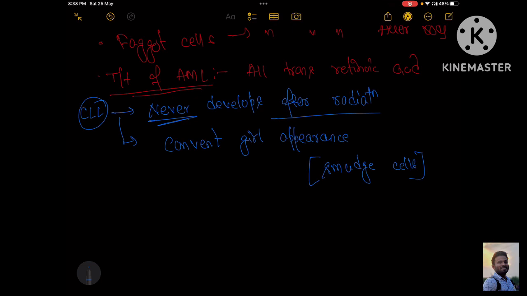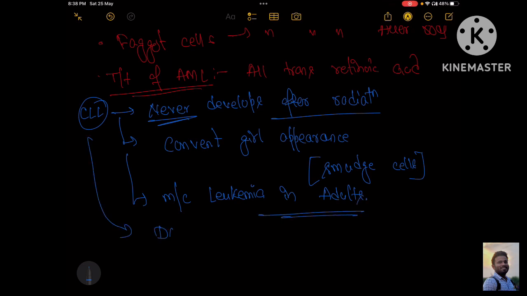And it is the most common leukemia in adults. But what is the drug of choice of CLL? Fludarabine.